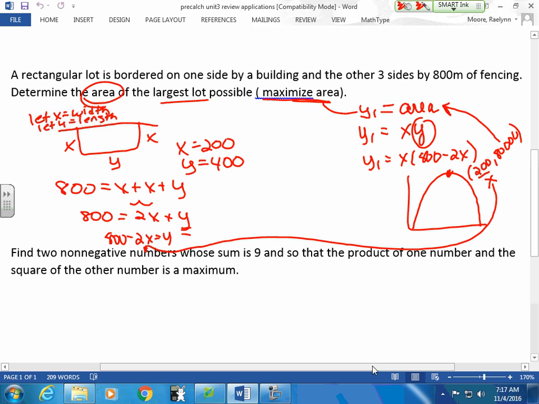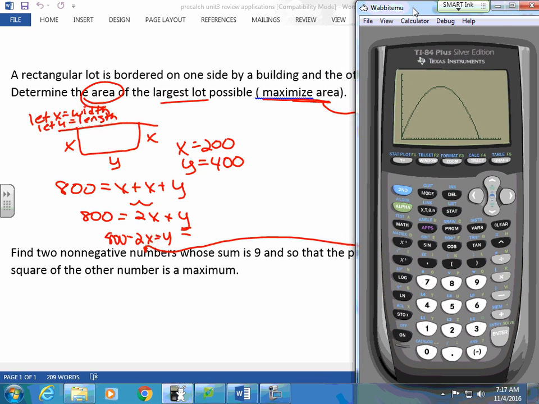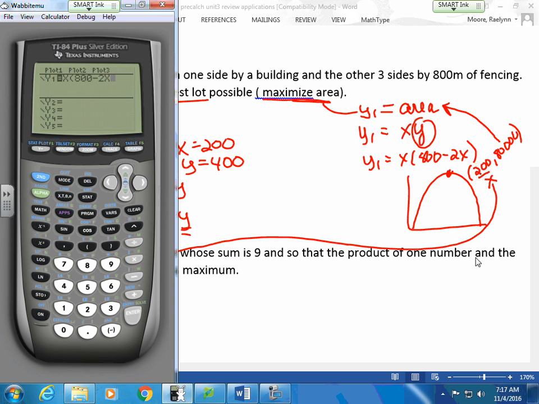Well, you have to graph this in your calculator, so let's put this in your calculator. I hate using this thing because it's always crazy. All right, so let's put this in our calculator. So we have X times what? 800 minus 2X. Okay.